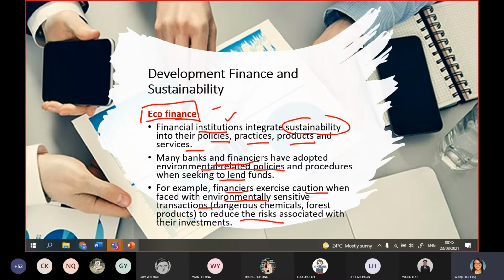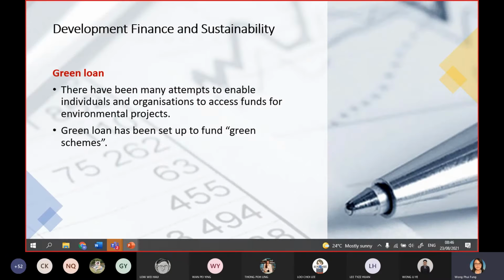So that is the definition of eco-finance. Okay, there are a few initiatives under eco-finance. The first one is to provide green loans. There have been many attempts to enable individuals and organizations to access funds for environmental projects. Green loans have been set up to fund green schemes, which means that the loan only prioritizes green projects, and the loan priority should go to sustainable projects.